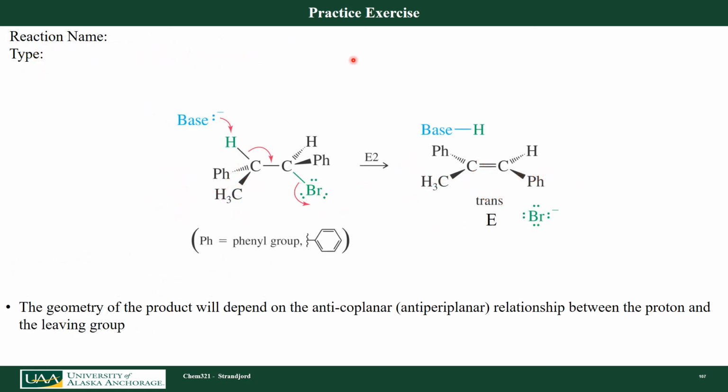Let's do another practice exercise. Let's just name this reaction. If I look at it, it looks like it's going to be a dehydrohalogenation because I'm removing hydrogen and bromine. This is an elimination reaction, and it's undergoing a concerted reaction, so it's going to be an E2 reaction.